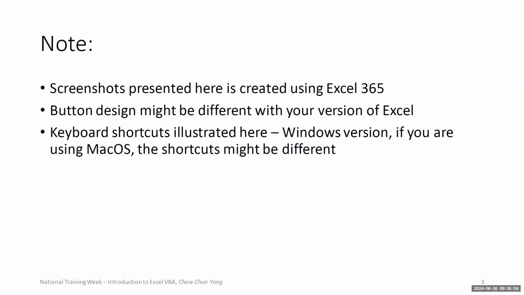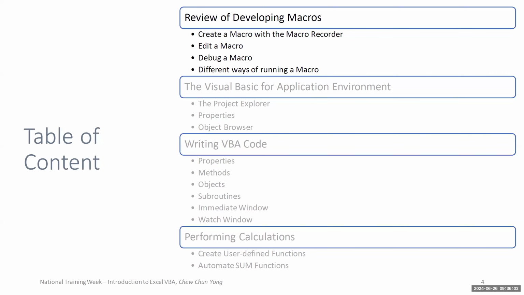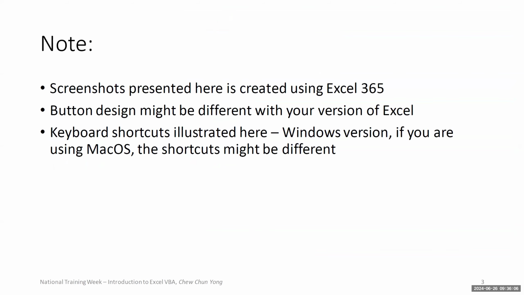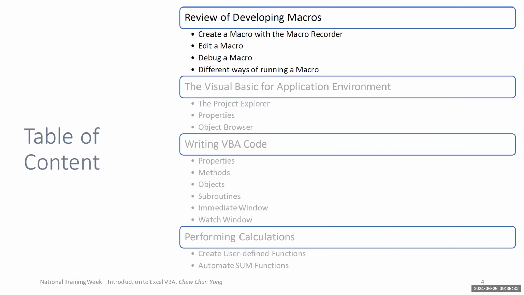So there are some screenshots here, for example, something like this. You may notice that the interface is a little bit different from yours if you are not using Excel 365. Some of the keyboard shortcuts that we will be using are basically for the Windows version. If you are using Mac, you probably have to change a little bit, like the control key becomes the command key and so on. So that's the introduction here.